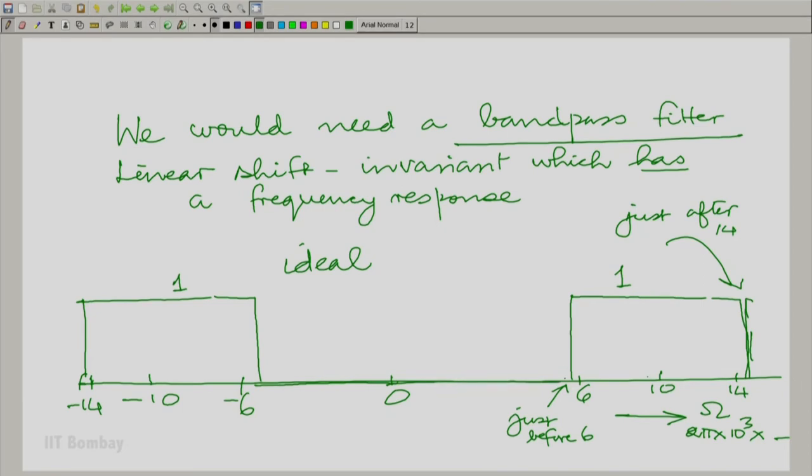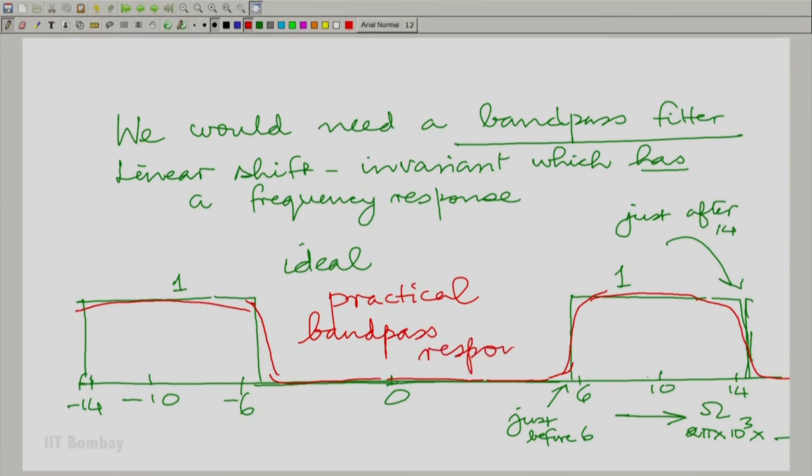Now, of course, how would you make it non-ideal, or how would you make it more practical? You would of course have to allow three things to happen. You cannot allow quite a flat band like this all over where you want to pass things, so you need some variation there. You cannot have a brick wall, so it needs to fall off smoothly, then it cannot go quite to zero. This would be something which is more practical, so to speak. So what I have shown in red is a more practical band pass response.